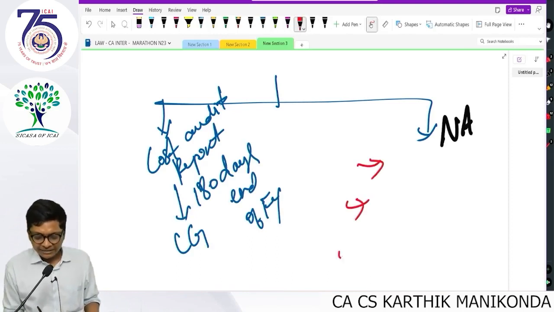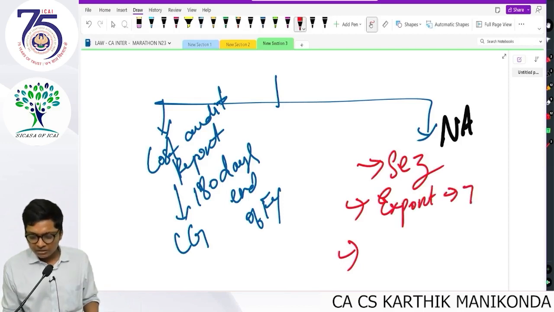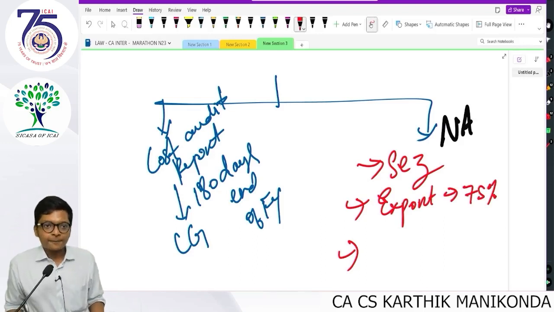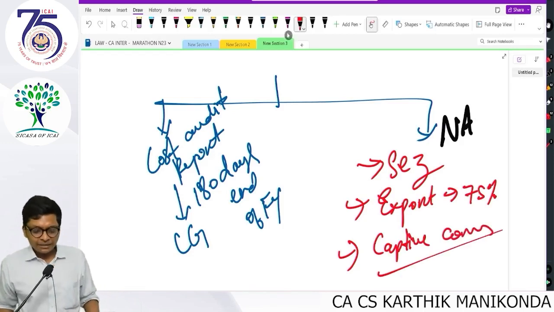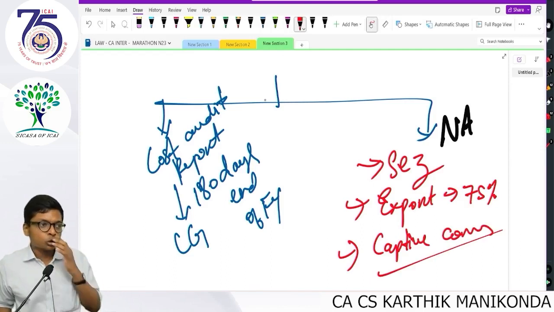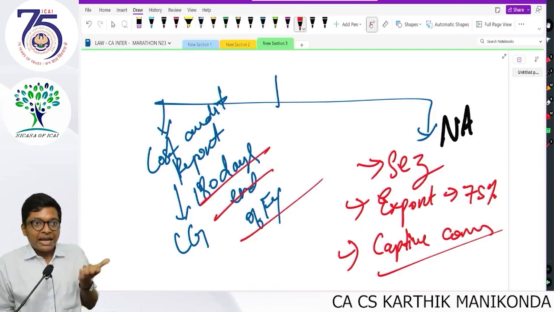Cost audit is not applicable in 3 cases. If the company is operating in SEZ, export turnover accounts for 75% of total revenue, and the company has captive consumption. Again, like I said, cost audit is never tested, but go through the points. Mainly, give the report within 180 days from the end of the financial year, and also appoint the cost auditor within 180 days from the end of the financial year.